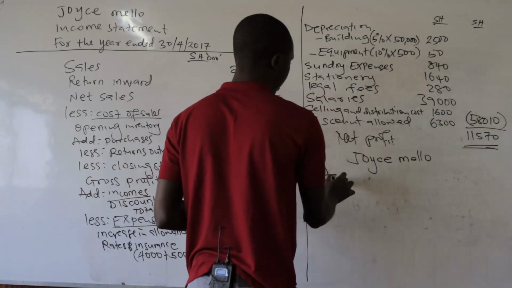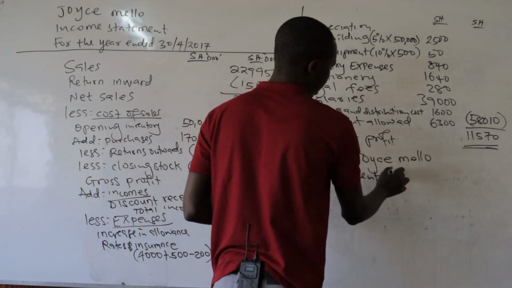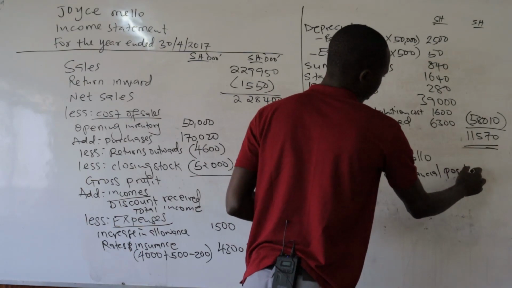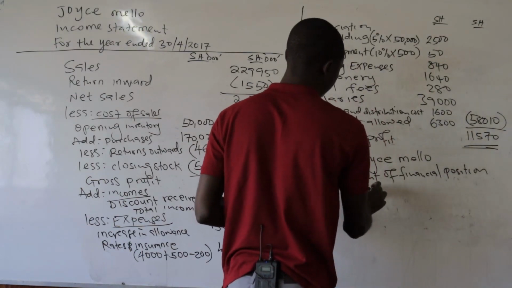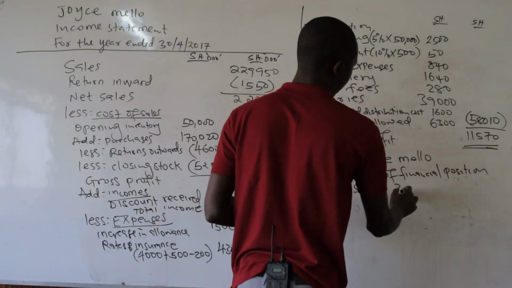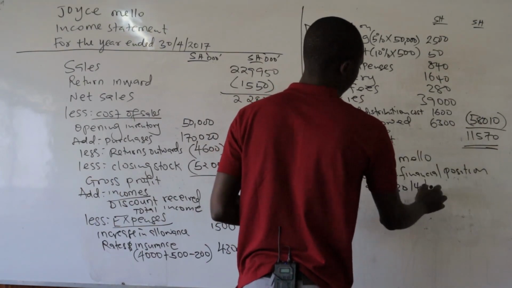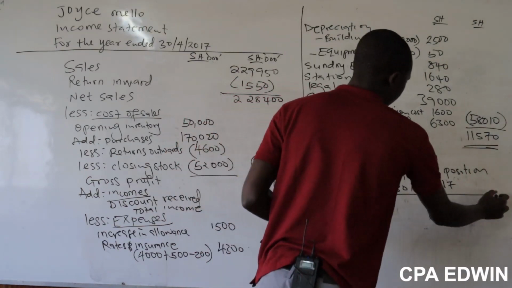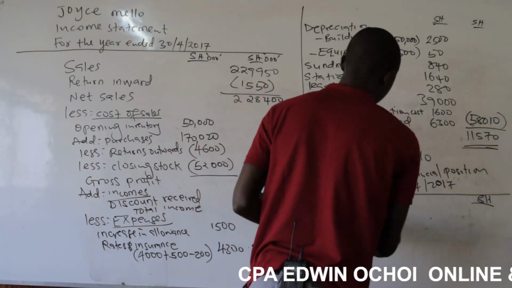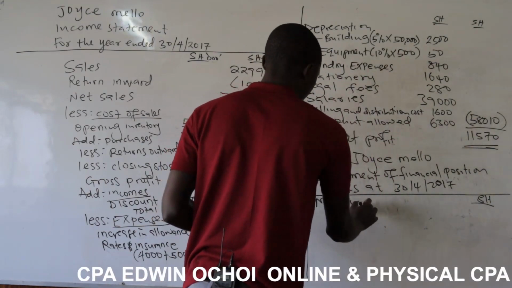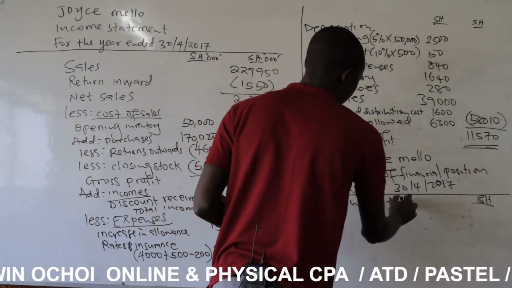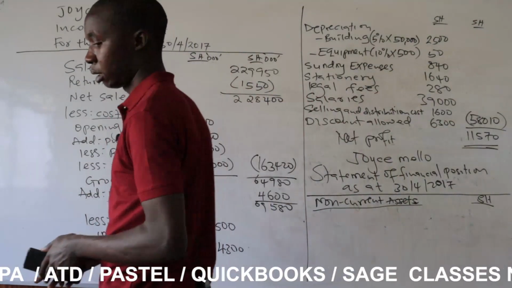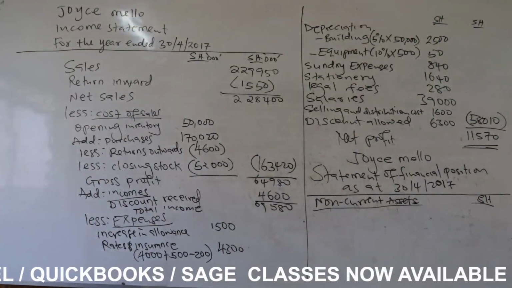So we have the statement of financial position as at. So our financial year was ending 30th April 2017. So we start from non-current assets. So we start from the non-current assets for our question.